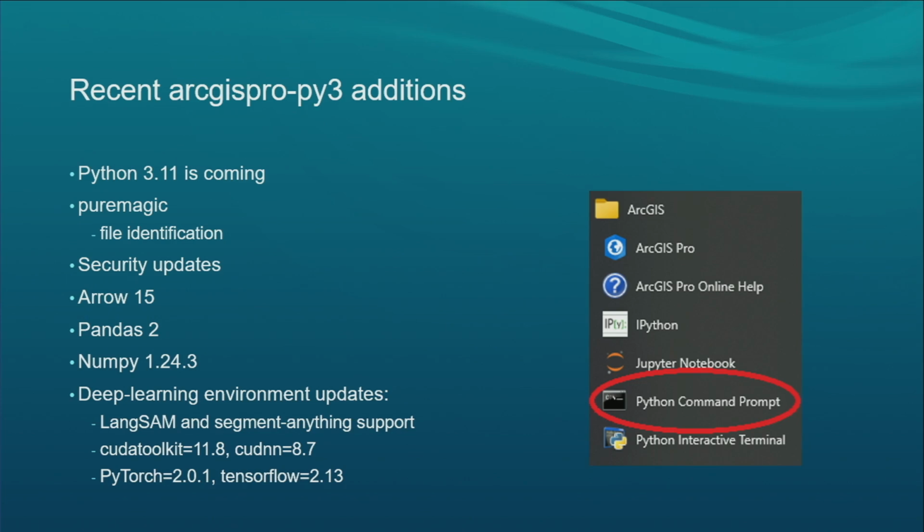And if you care about deep learning, we have some huge improvements coming to the deep learning stack. Previously, our deep learning stack was all rooted on an older CUDA and CUDA toolkit version and cuDNN version and an old PyTorch and TensorFlow version. Now with this next release, we'll be updating to the latest, well, not the exact latest, but the latest that works with our humongous conglomeration of packages, sets of CUDA toolkit, cuDNN, PyTorch, TensorFlow. And we're adding LangSAM and Segment Anything support, which has been a huge request from some of our users.